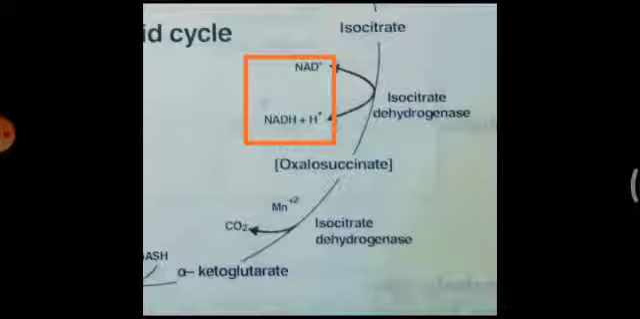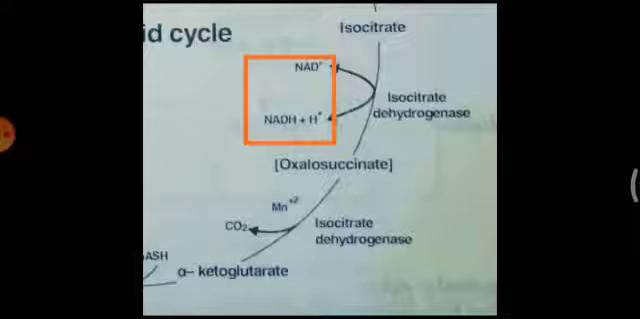In this, oxalosuccinate, which is a 6 carbon compound, is going to release one carbon in the form of carbon dioxide to form alpha ketoglutarate. This reaction is performed by the same enzyme isocitrate dehydrogenase, which is multifunctional, meaning it can perform several types of functions, and even removal of carbon dioxide.